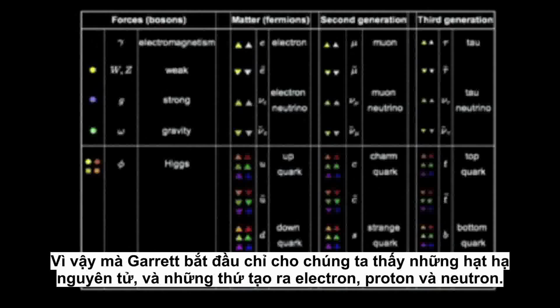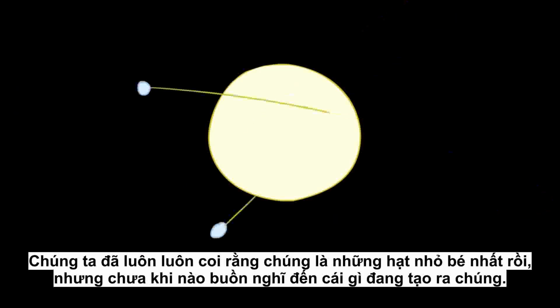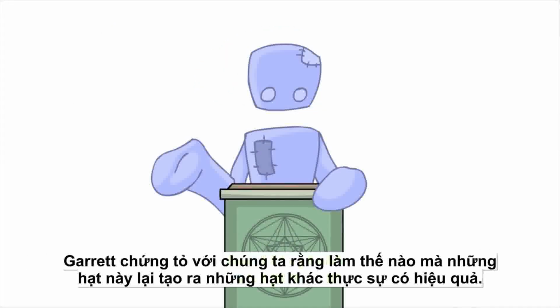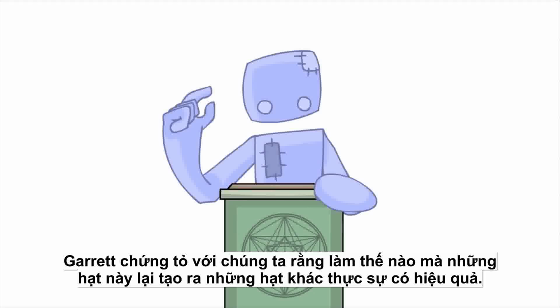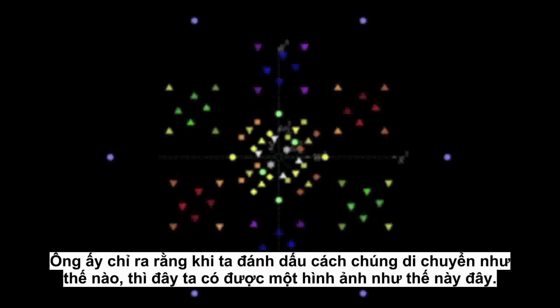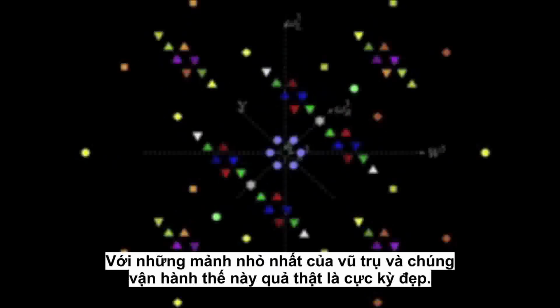So Garrett starts showing us some subatomic particles and the things that make up electrons and protons and neutrons. We always consider these to be the smallest particle, but we never think about what's creating them. Garrett demonstrates to us how the particles that create point particles really work. He shows that when you plot them out in how they move, this is what they look like. At the tiniest scales of the universe, how it works is very beautiful.